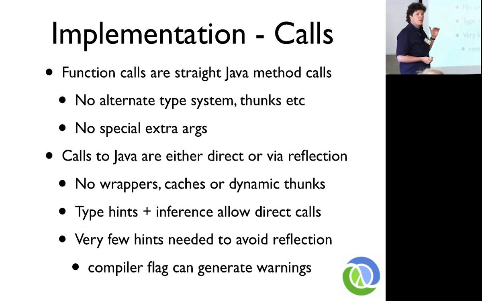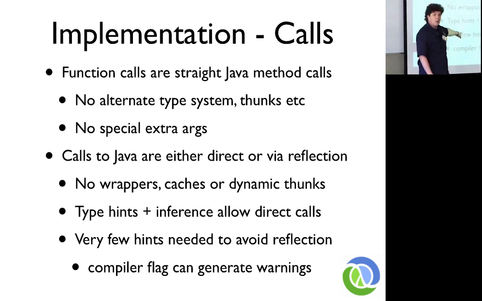All the function calls are straightforward method calls. There's no type system. I don't have any thunks. I don't put any extra arguments in. It's very easy to call from Java. You can call Java. There's only 2 things that are going to happen. It'll either be a reflective call or it'll be a direct call, right? There's no wrappers, caches, thunks, none of that stuff. I support type hints. With the very slightest bit of type hints and inference, I can make all of your Java calls direct calls. So there's no need for reflection, and I personally don't need invokedynamic because of this. It's amazing how few hints you need.